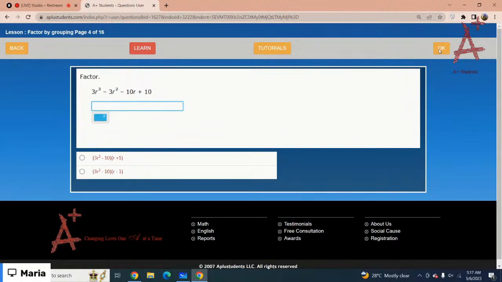Okay, the next one is 3r cubed minus 3r squared minus 10r plus 10. So which is the correct option? You can take common 3r squared and you're left with r minus 1. That means the correct option is option number 2.